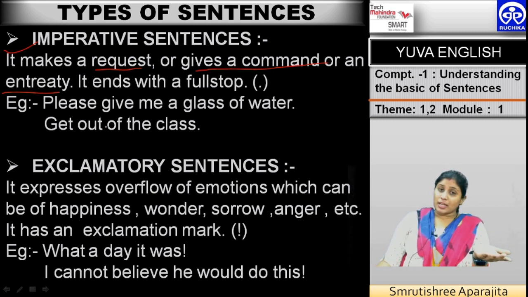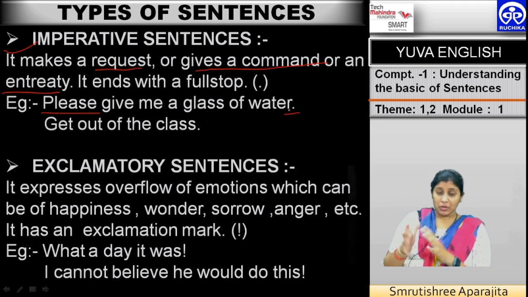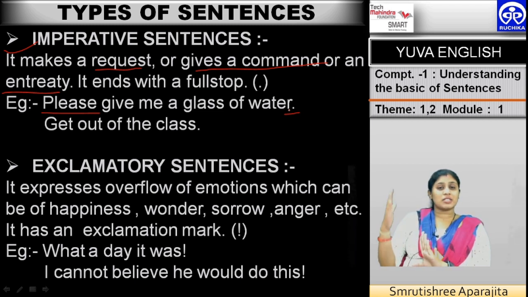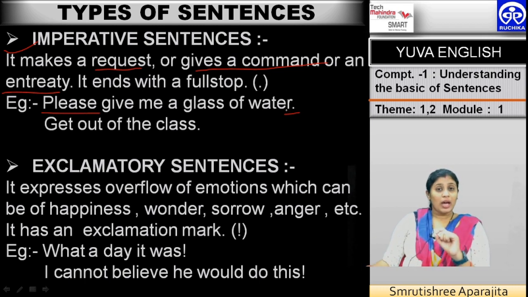Like, please give me a glass of water. Now this is a request I'm making to you with the word please. And you can see over here the sentence starts with a capital P, ends with a full stop. Get out of the class. Now I'm angry with someone and I am ordering, I'm commanding that person to get out of the class. Right? So the G here gets a capital G and the class also at the end has a full stop.